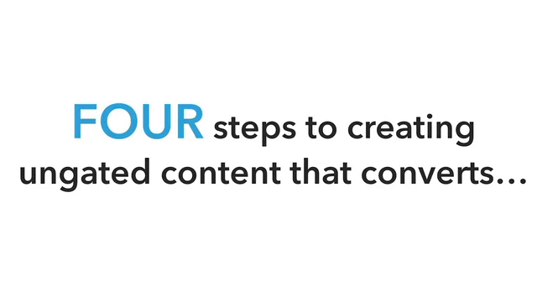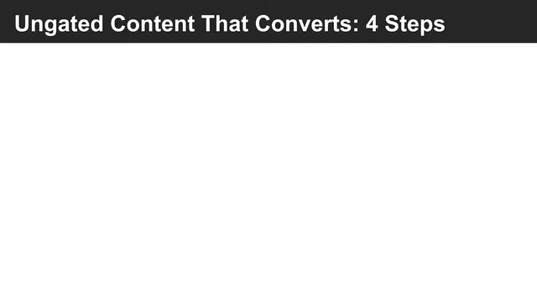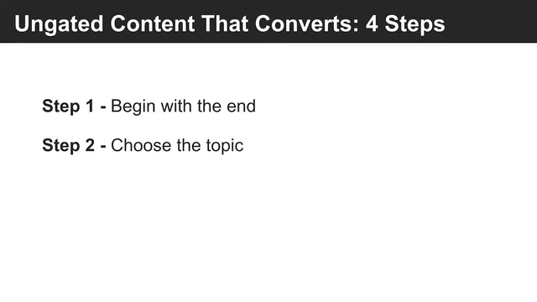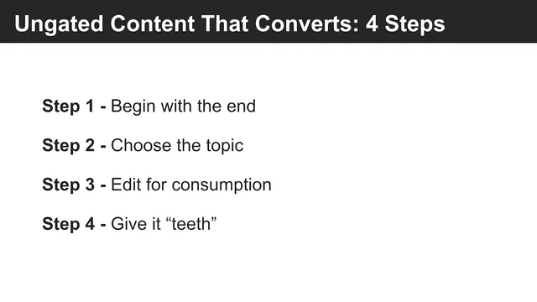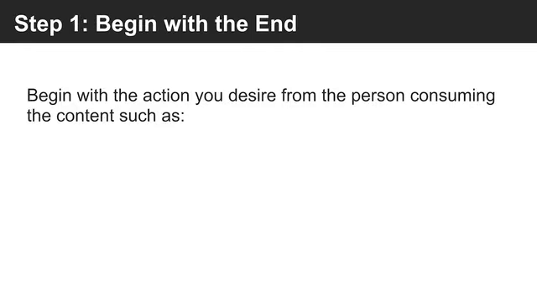You don't have to absolutely follow this process for every piece of ungated content, every article or video that you do. But for anything that you really want to move someone to the next stage of the customer journey, you should be following this set of steps. In these four steps, the first thing you want to do is begin at the end. I'll explain all of these as I go. Then you're going to choose the topic of that piece of ungated content, edit it for consumption, and then give it some teeth. So step 1, begin with the end.